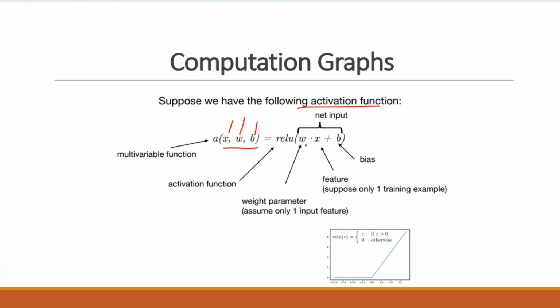As you recall, we usually calculate the net input, for example in Adaline, and then we pass it to an activation function. In this case, we use this ReLU function. Right now, we don't have to think about the networks. You can just think of it as a simple computation that we want to represent using a computational graph. So how would we do that? Let's see.